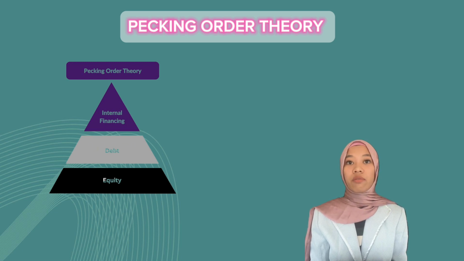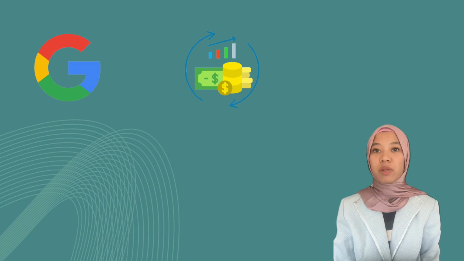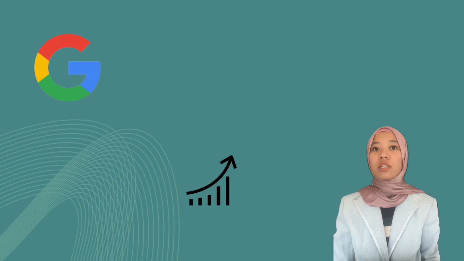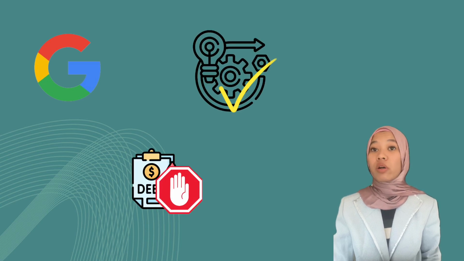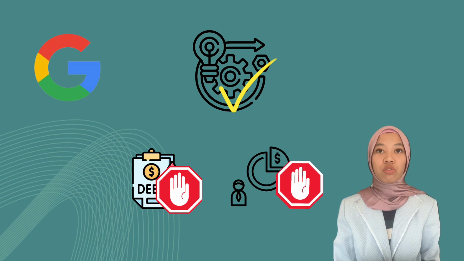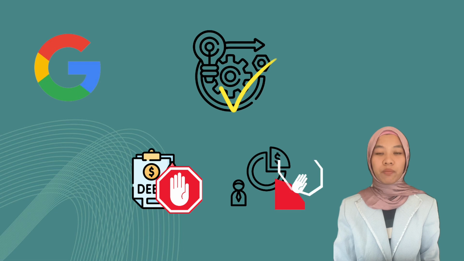Several companies have exemplified the principle of the pecking order theory, such as Google. In its early years, Google relied heavily on internal cash flow to fund its rapid expansion and innovation projects. This approach allowed Google to maintain control over its operations and avoid the issuance of debt or equity until later stages when it sought capital for later strategic initiatives.